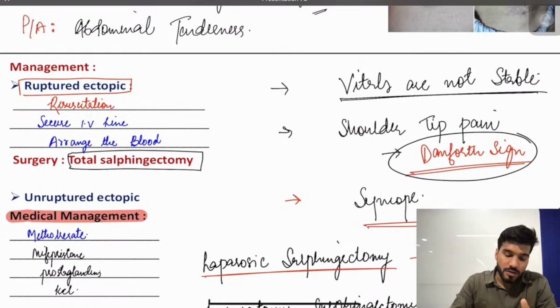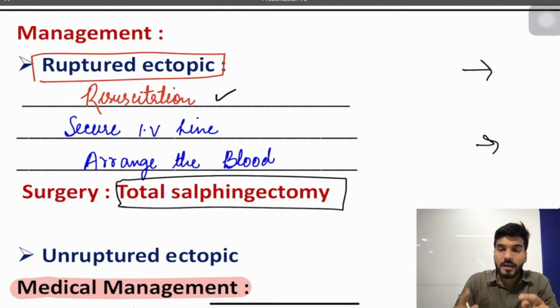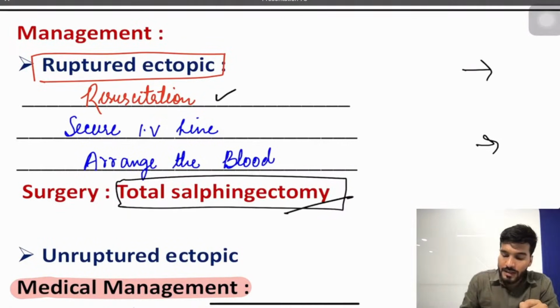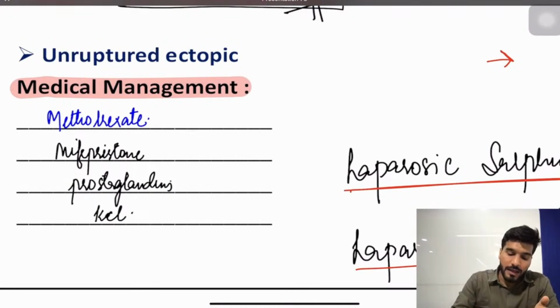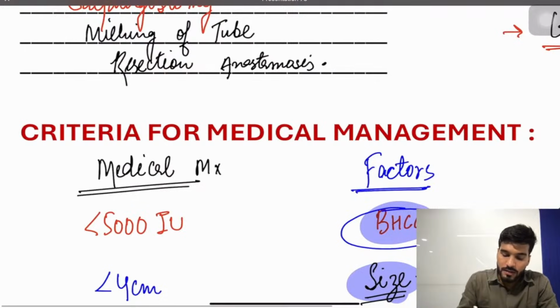In ruptured ectopic, first you do resuscitation, and there is only one surgery that you go for, total salpingectomy. If patient vitals are unstable, you go with laparotomy. If vitals are stable, you can go laparoscopic or laparotomy. Is that clear? There is no role of beta HCG, no role of hemodynamics, no role of the size of the ectopic. Is that clear? If unruptured, I can go either medical management or surgical management.